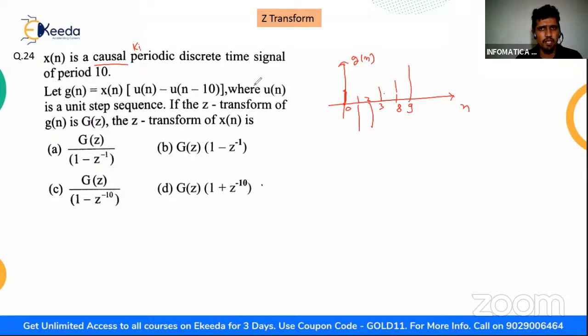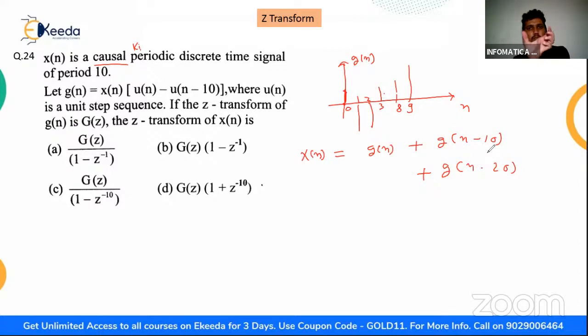x[n], we have just assumed any random x[n] like this, and this is g[n]. What is x[n]? x[n] is just a repetition of that. x[n] is basically g[n] plus g[n minus 10], just repeating these signals with period 10, then g[n minus 20] like that. This signal will repeat as it is from 0 to 9, then from 10 to 19, then again from 20 to 29. It will simply repeat like this. This is basically x[n].